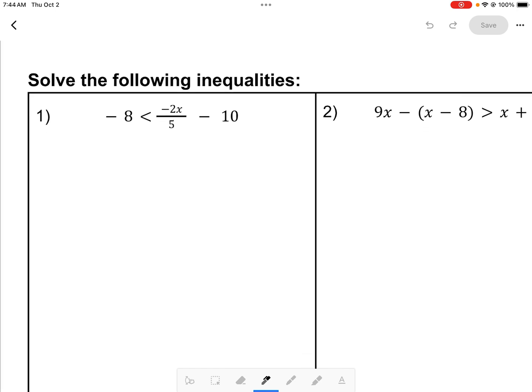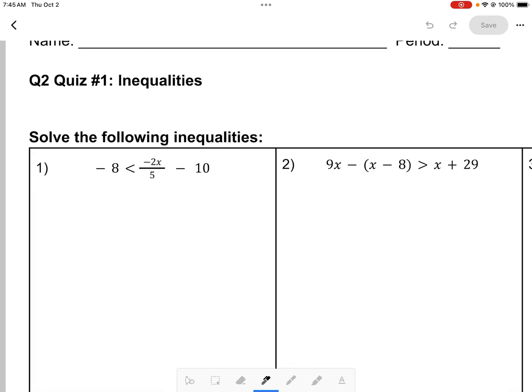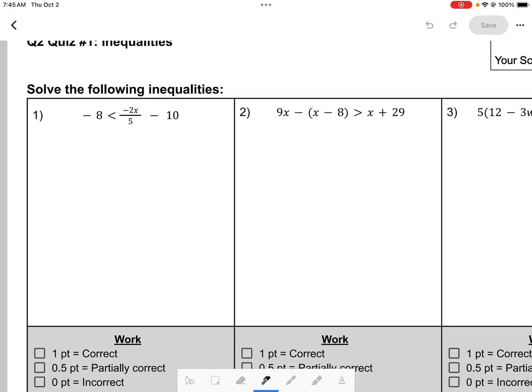Coming back, this is our first quiz from Friday, solving multi-step inequalities. We're going to start by looking at number 1. It says solve the following inequalities, and the first one we have is negative 8 is less than negative 2x over 5 minus 10. So I'm going to rewrite this with the variable on the left side of my inequality sign.